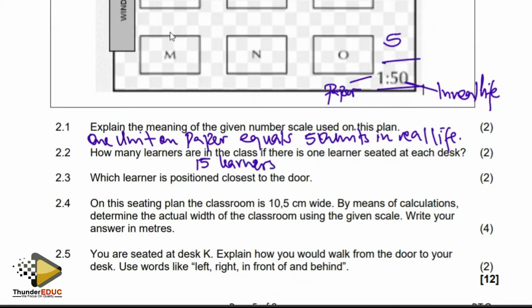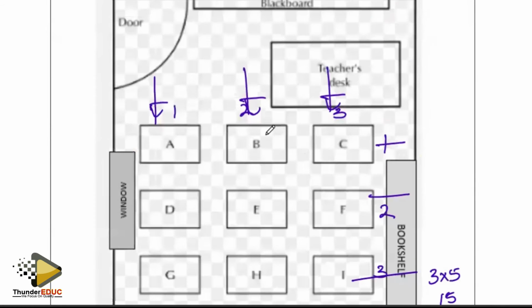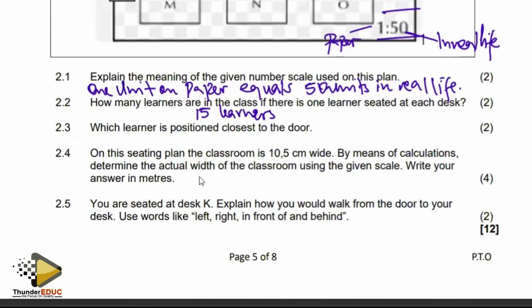Of these learners, which learner is positioned closest to the door? Closest. Now, these desks are represented, so it's learner A.